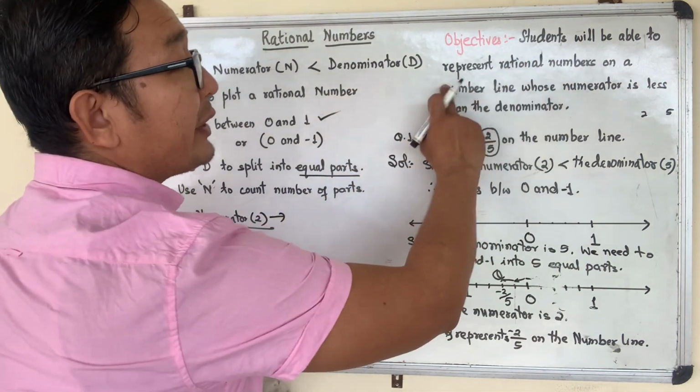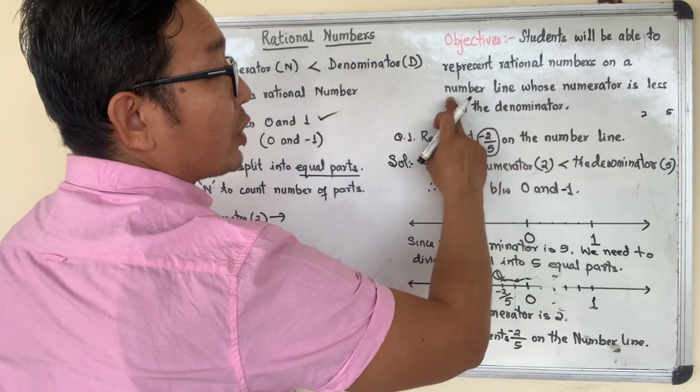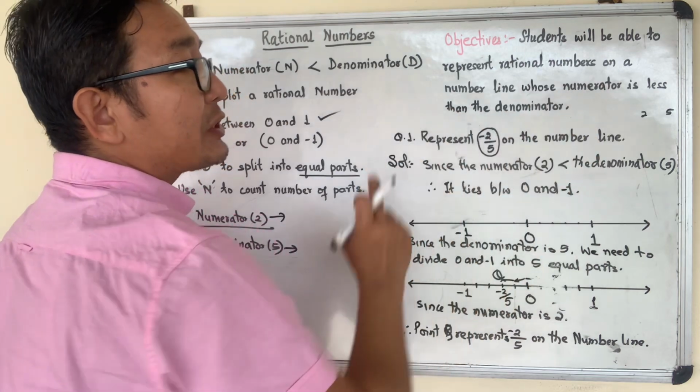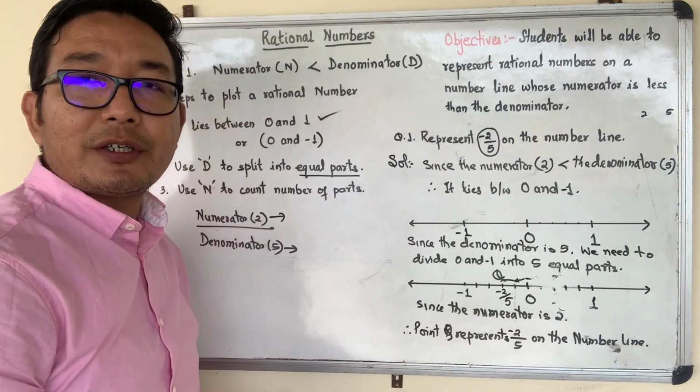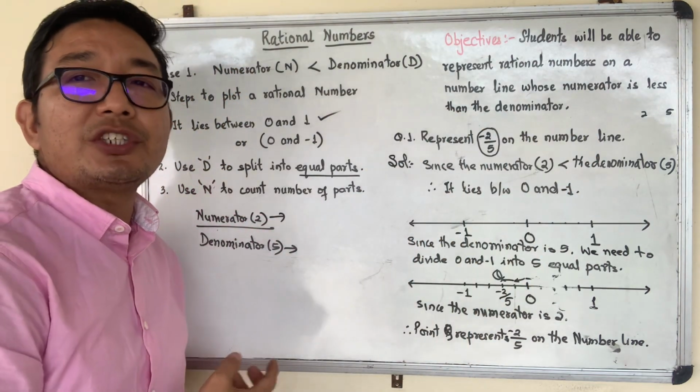So students will be able to represent rational numbers on a number line whose numerator is less than the denominator only.